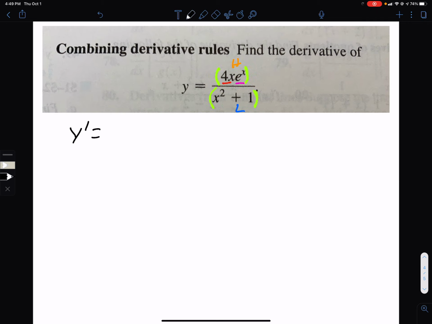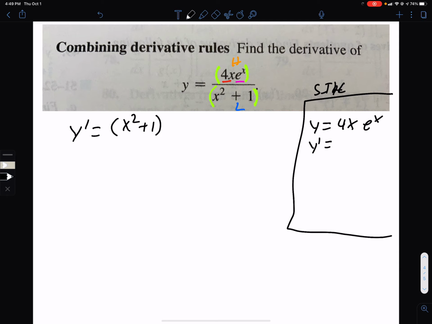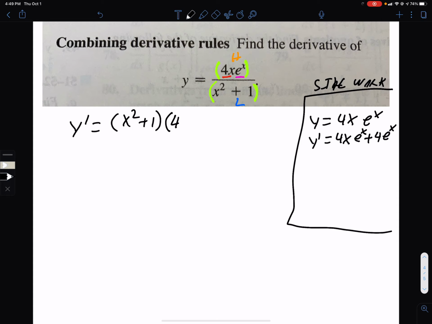So I'm going to do low d high. Low d high. I need the derivative of that. I'm going to do side work. This is side work. I'm going to say y is 4x e to the x, and I want y prime. This is side work. I recommend this. It's going to make your life easier. We have a product. So I leave the first alone and take the derivative of the second. And then I take the derivative of the first and leave the second alone. So that is the derivative of the top. That's d high. So d high is 4x e to the x plus 4 e to the x.